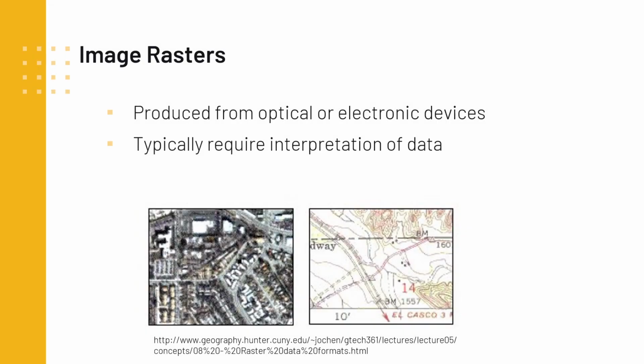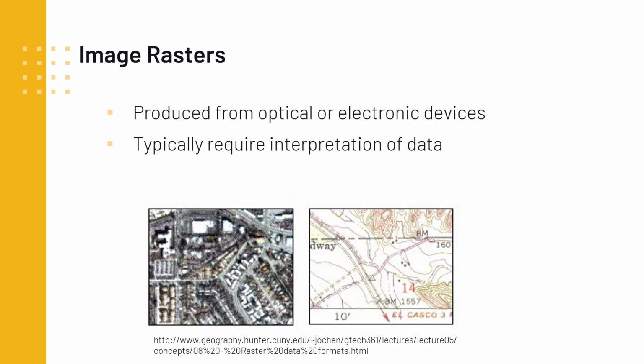So next we're going to speak about image rasters. As I mentioned, they're produced by optical or electronic devices, and they typically are going to require interpretation before they can be used for analysis within a GIS. If you look below, you can see two images. The one on the left is an air photo. So if you look at that, you can probably see there's some buildings in there and there's some roads, but you can't actually do anything with it. It's a picture unless you start to interpret the information that's in there.